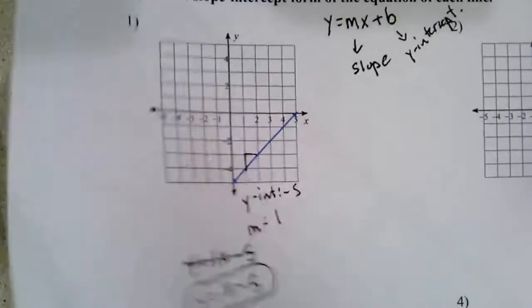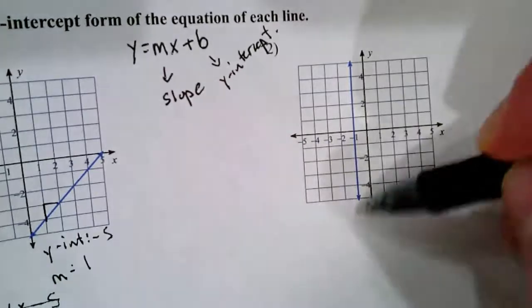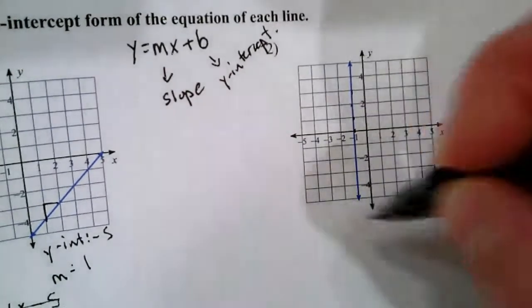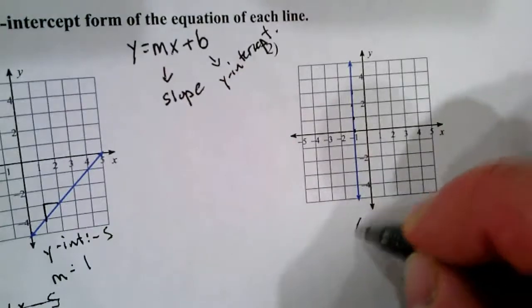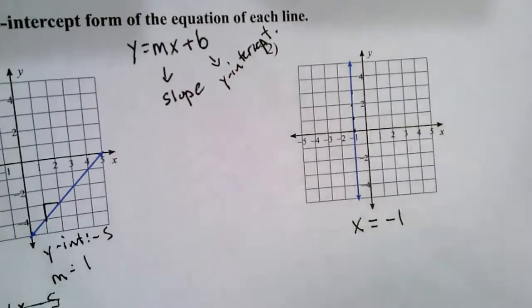Next up, going next door, notice this is a vertical line. And every point on this line has an x-coordinate of -1. So this line is simply x equals -1. Every point that has an x-coordinate of -1.